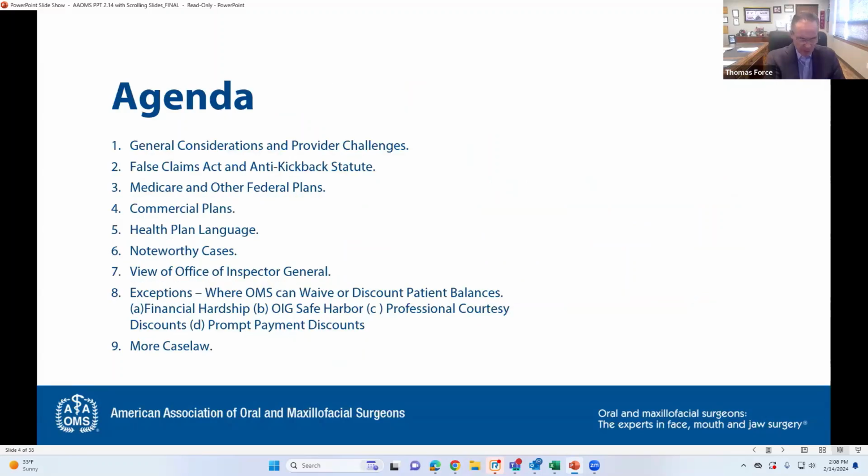Here's the agenda. We're going to talk about general considerations and provider challenges with respect to patient cost share, ensuring billing of patient cost share. We're going to discuss the False Claims Act and anti-kickback statutes on both the federal side and the state side, state statutes and state law that mirror these. We're going to discuss waiving patient balances for Medicare and other federal plans, and for commercial plans.